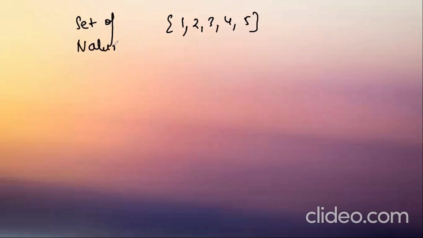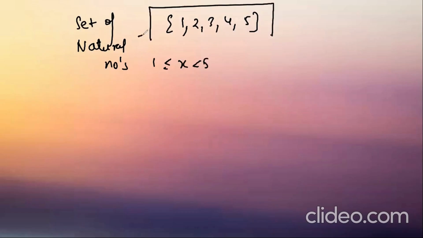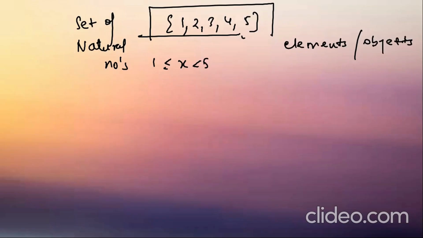Let me use a black color. So now it's very clear. Now, whenever we write some set, let's say I'm writing 1, 2, 3, 4, 5, a set of natural numbers, 1 to 5. Okay, so this is the set. Please remember all the elements that I have written, all the numbers I have written, they are called the elements, or the objects, or the members. Okay, so these are the things.